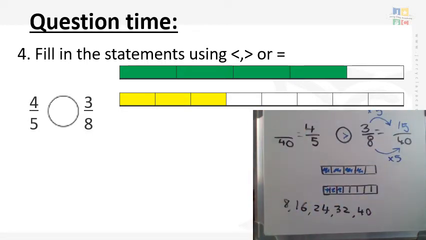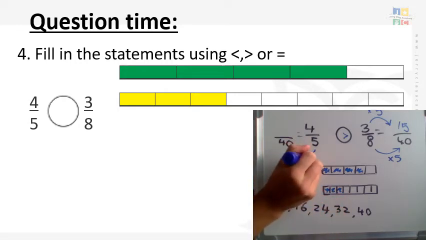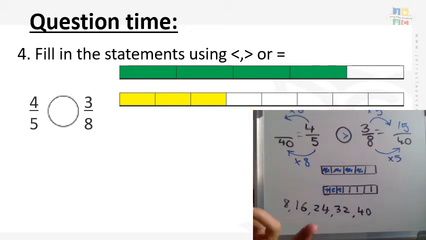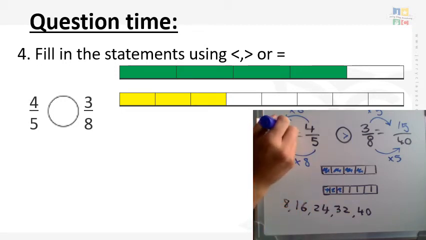Then I'm going to have a go at doing it on this side. How do I get from 5 to 40? Well, I know that I'm going to times it. 5, 10, 15, 20, 25, 30, 35, 40. I'm going to times it by 8. So again, what I must do to one side, I must do to the other. How do I get from 4? I need to times by 8. So 4 times by 8, you can do your 4s or your 8 times tables. 8, 16, 24, 32. So I have got my equivalent fractions.